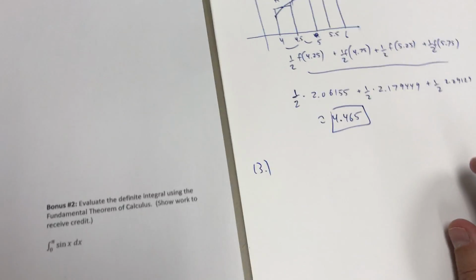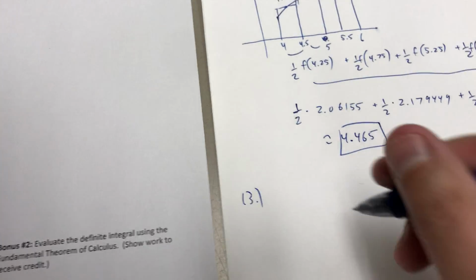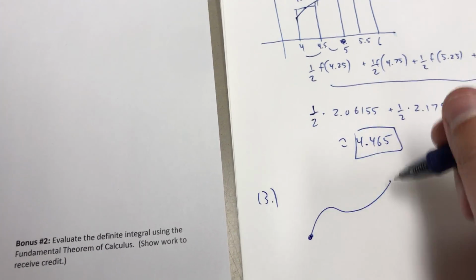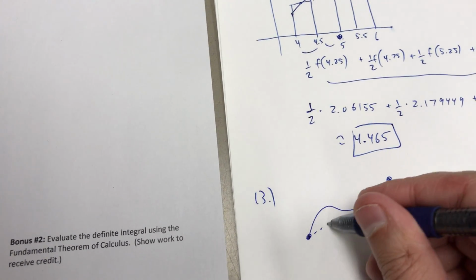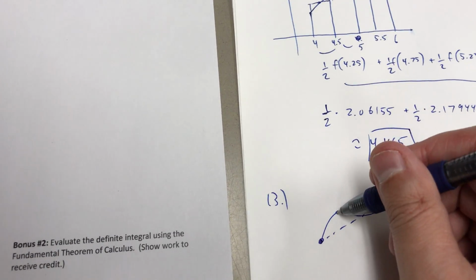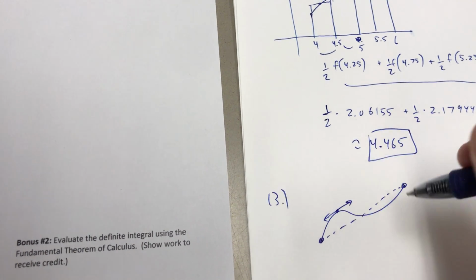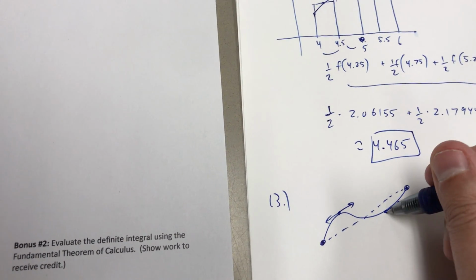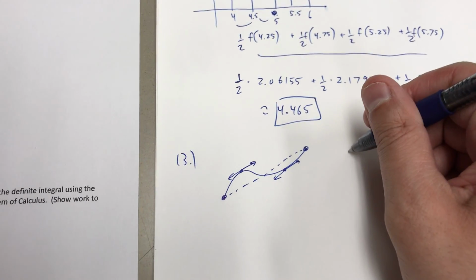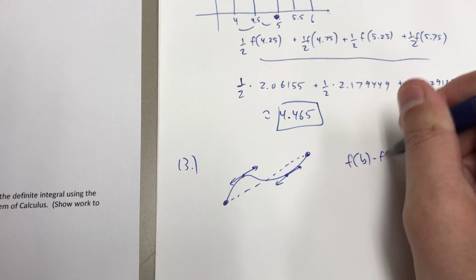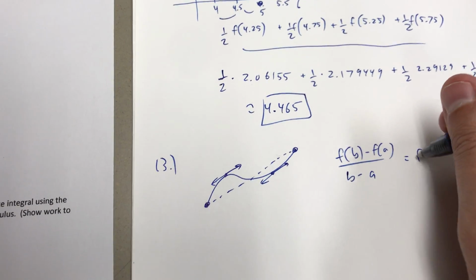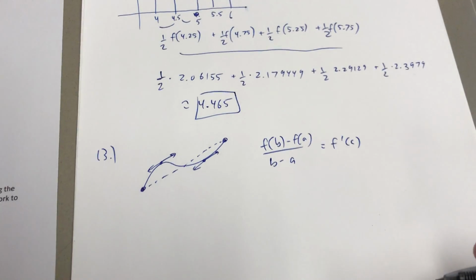Number 13 was a mean value theorem. Remember, the mean value theorem basically says that if you have a function that's continuous and differentiable on an interval, there should be some place in the interval where the average rate of change equals the instantaneous rate of change. In other words, the slope of the tangent line is equal to the slope of the secant line. The average rate of change is f of b minus f of a all over b minus a, just the slope from the start to the end. And we're saying it's got to equal the derivative somewhere, and we're trying to figure out where it equals the derivative.